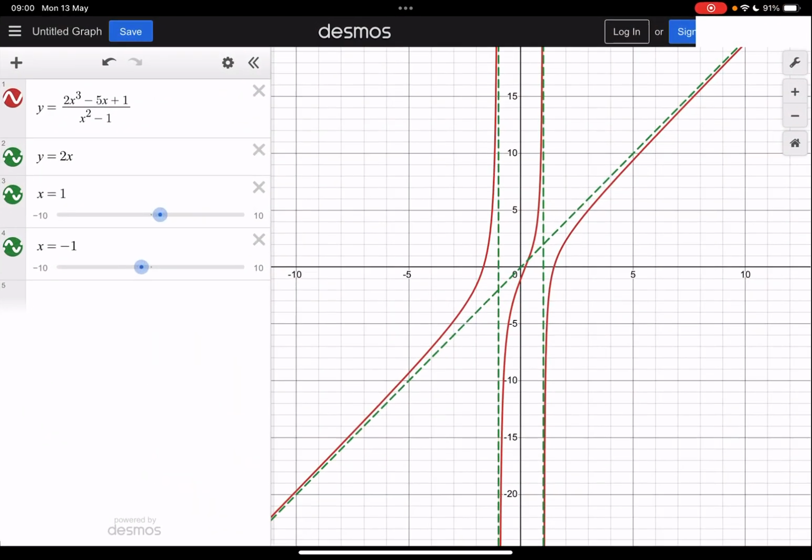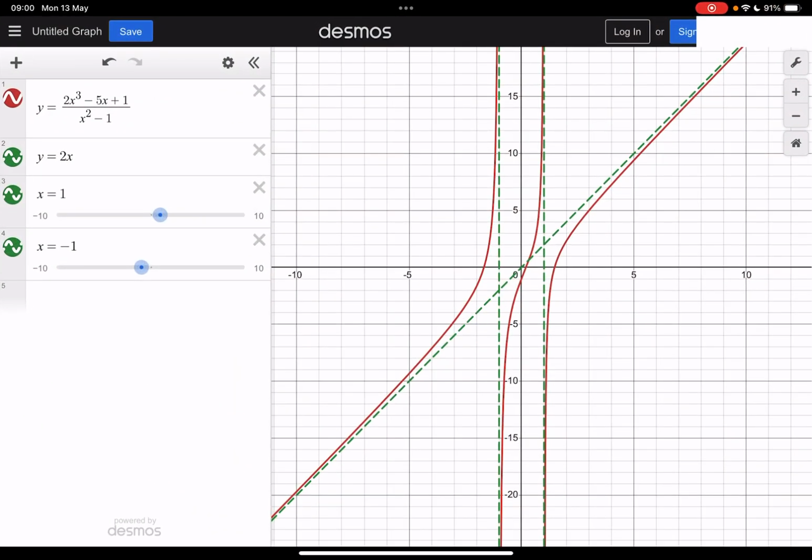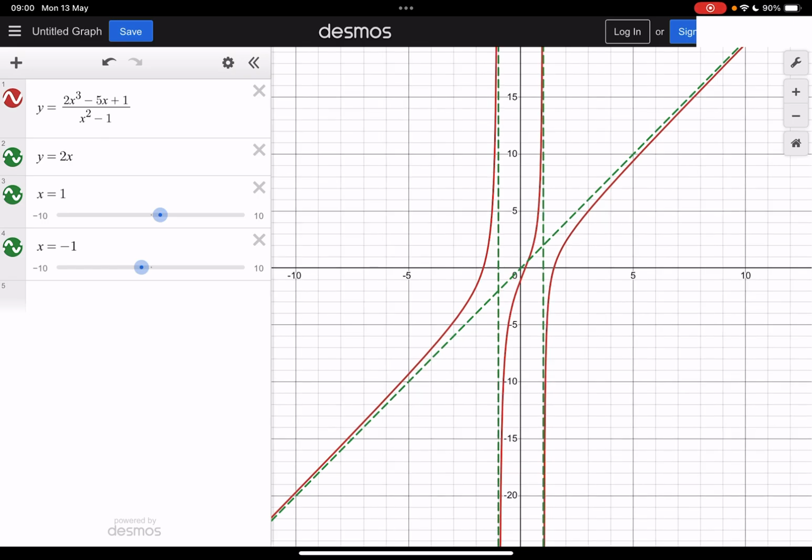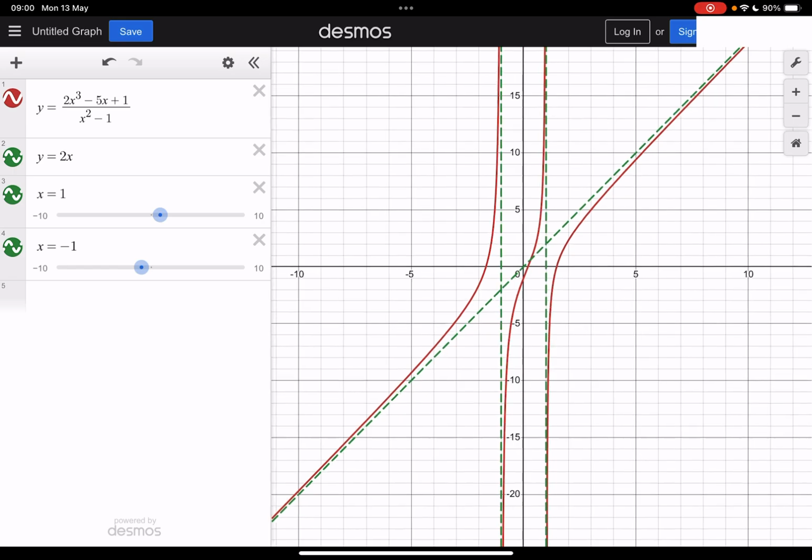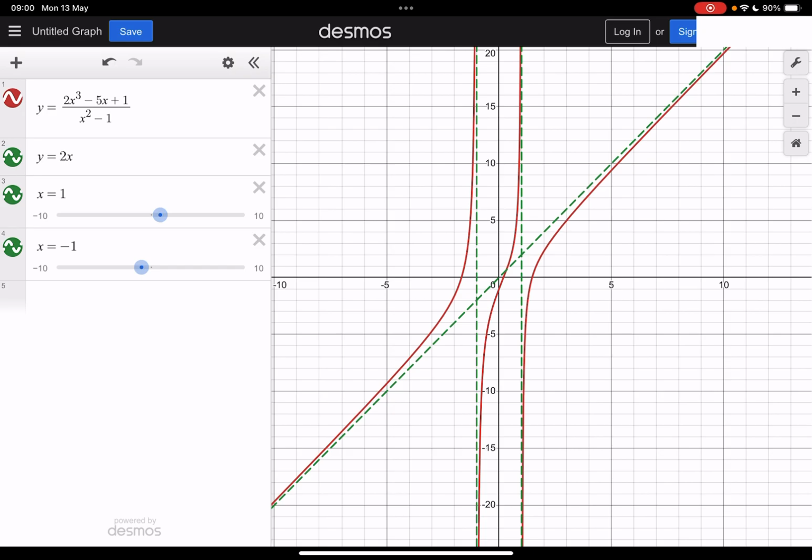So if I come in and go into Desmos, you can see that I've drawn the graph. We've got y equals 2x for our diagonal or slanted asymptote, and we've got the 2 vertical ones there. And you can see that y can be anything. Y actually passes through the diagonal asymptote at a certain point. Here, I can just zoom in a bit. I can't zoom in at the moment. Okay, so we've basically got our slanted asymptote and our 2 vertical ones.